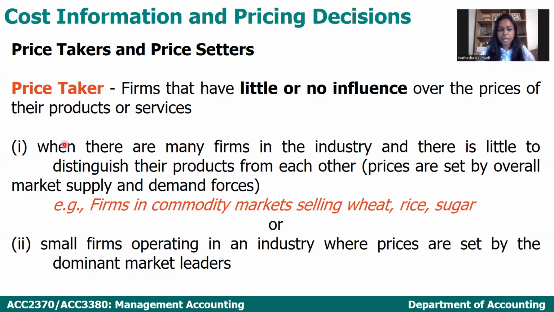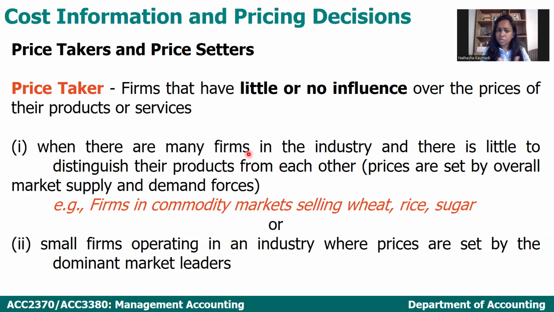Price takers. Now there are two instances, as you can see, Roman number 1 and 2, where there can be price takers. When there are many firms in the industry and there is little to distinguish their products from each other, there are so many competitors, so many firms in the market, and there is little to distinguish their products. All products are similar, no differentiation. Prices are set by overall market supply and demand forces.